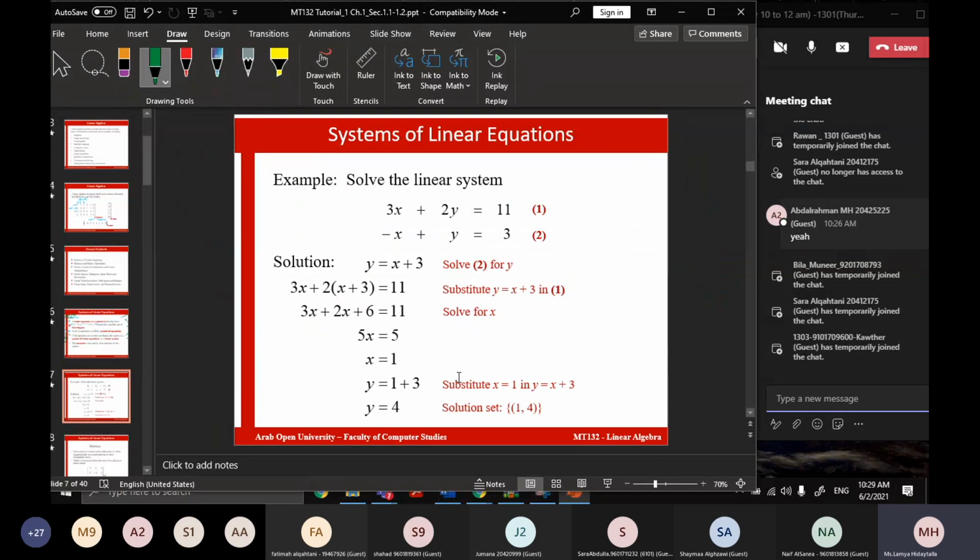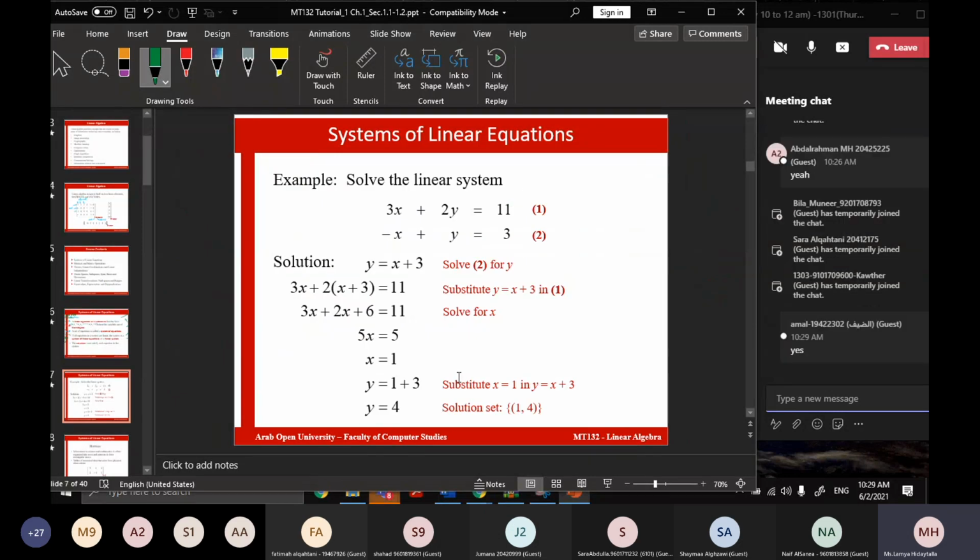Before, in our secondary schools, we knew how to solve systems. We had two different methods. The first method we had is by substitution, correct? This is what we did in our secondary school, and here I'm reminding you how we did that.